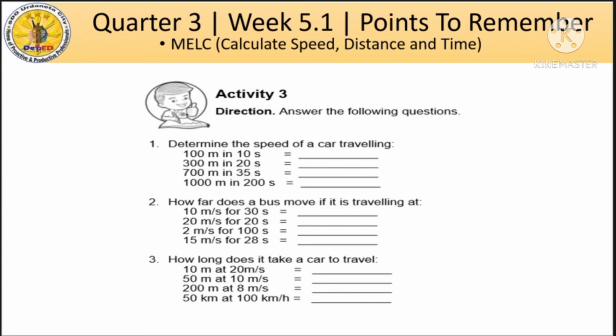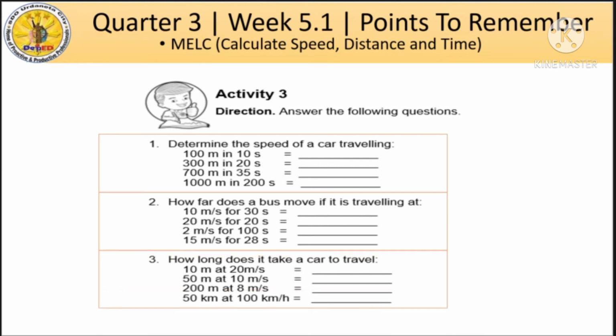Let's now proceed to activity 3 on page 35. In number 1, we need to compute for the speed. For number 2, we need to compute for the distance. And for number 3, we need to compute for the time. In order to easily compute the speed, distance, and time, we should memorize how to use the magic triangle.